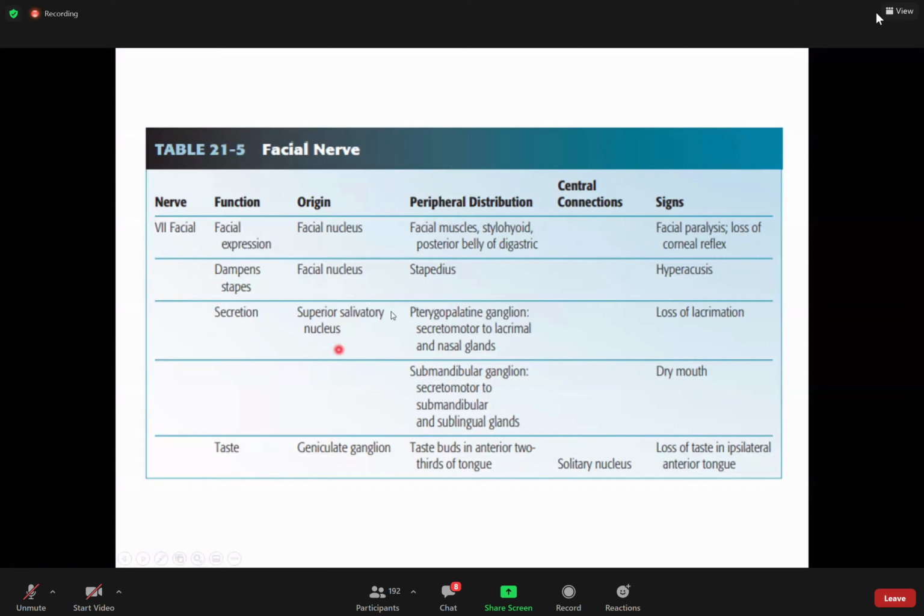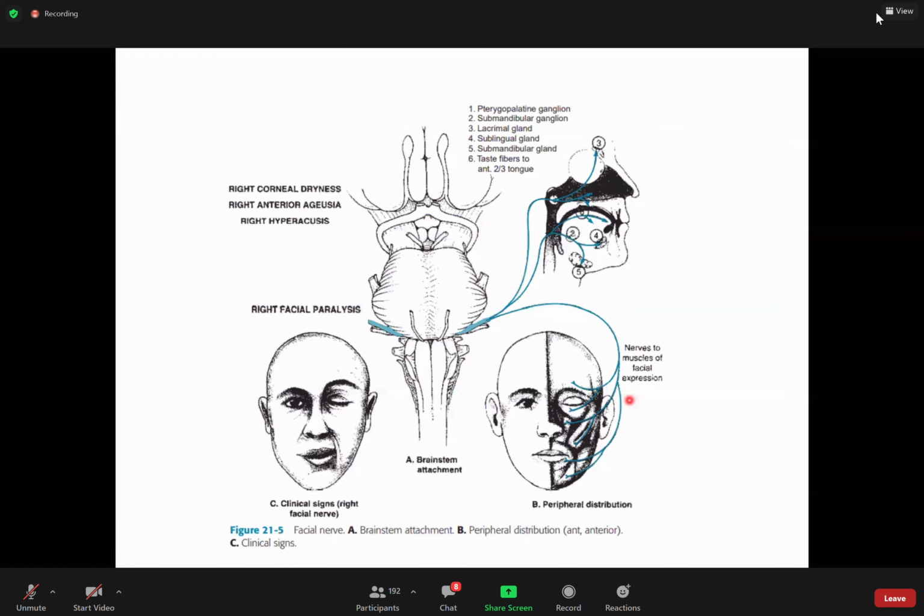It supplies the superior salivatory nucleus, which supplies the pterygopalatine ganglion. So if it is lost, you have loss of lacrimation. It supplies the submandibular ganglion, which supplies the submandibular and sublingual gland, which will result in dry mouth. And it supplies the taste sensations from the anterior two-thirds of the tongue. So loss of that will result in loss of ipsilateral taste sensation on the tongue.